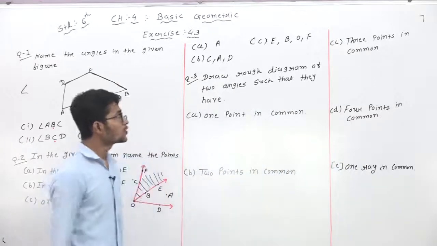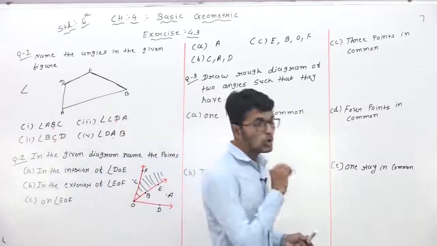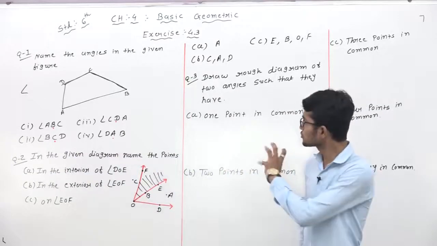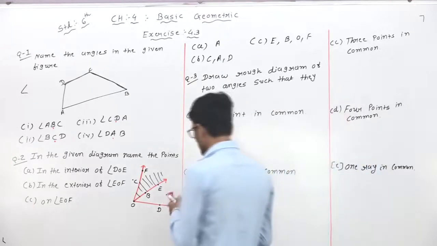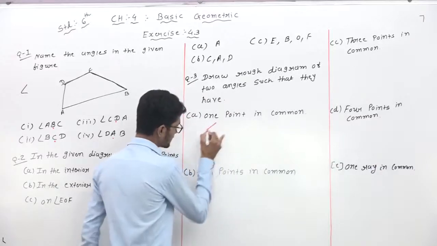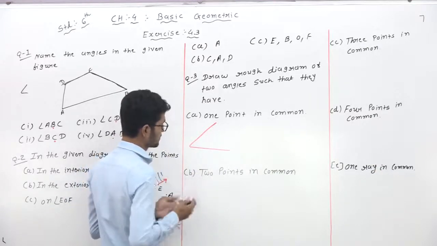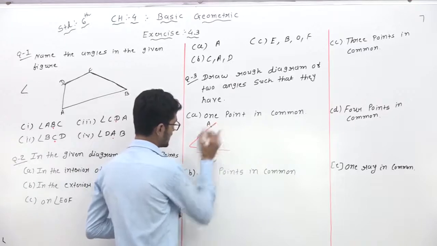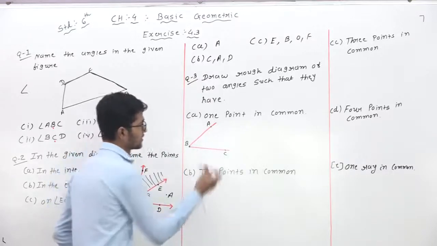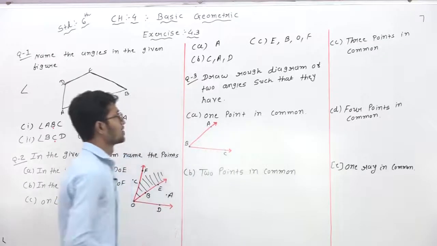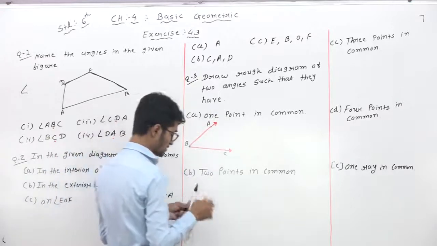In this question, draw a rough diagram of 2 angles such that they have some conditions. It means you have to draw 2 angles, but some conditions are given. So the first condition: 1 point in common. So first of all draw 1 angle. This is my angle, right? Give the names. Suppose here is A, B, and this one is C. So this one is my angle, right? But this is only one angle, and we need two angles. So first of all draw one more angle.